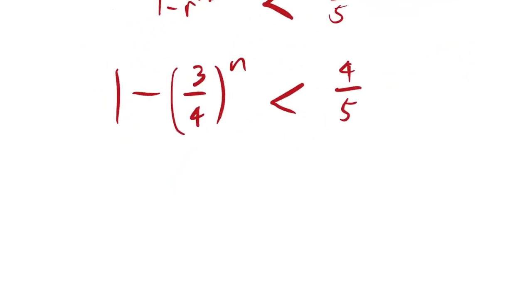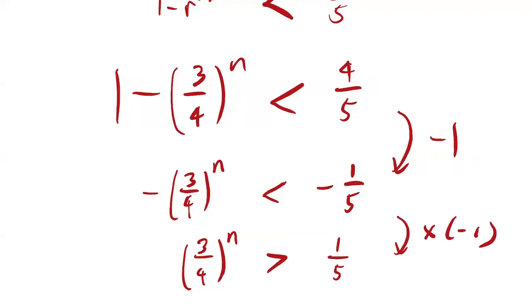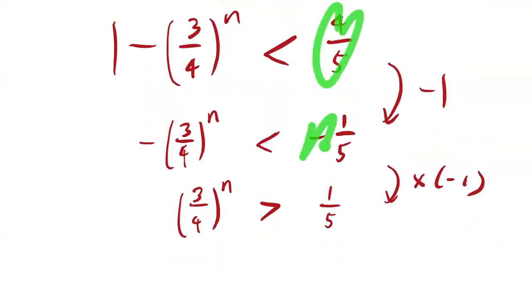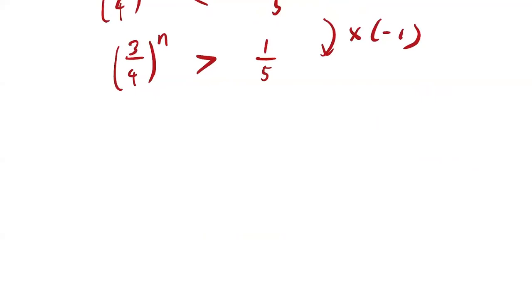Okay, so let's try to solve for negative 3/4 to the power n. You have to subtract 1 on both sides, so it's negative 1/5. Then times negative 1 on both sides, we get 3/4 power n more than positive 1/5. This one is subtract 1, this one is multiply by negative 1. Is that okay? Good. So 4/5 minus 1, you can use a calculator to get negative 1/5, or you can ask a primary school student to do it for you. Anyway, 3/4 power n more than 1/5.